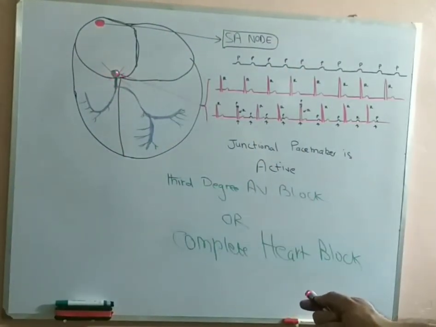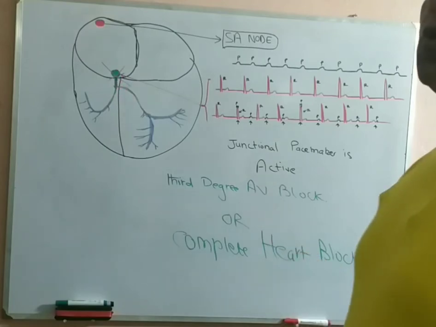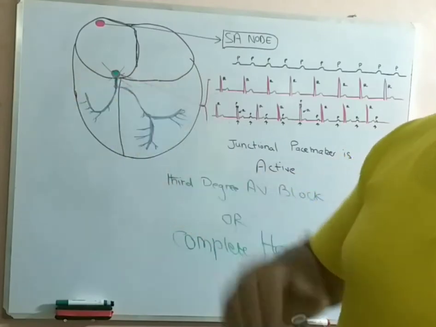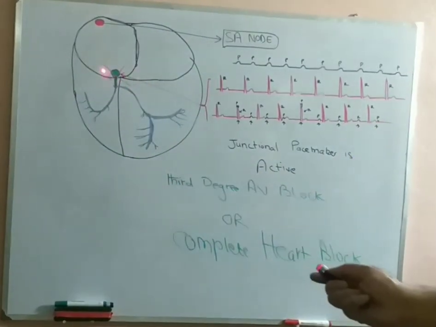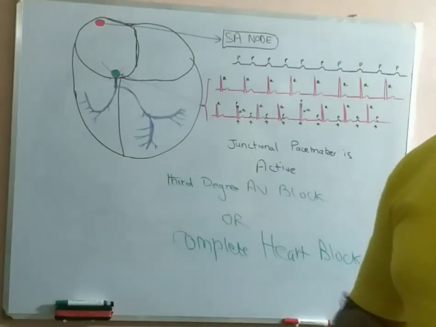This is the blockage here. Now the part below the AV node, the lower part of the AV node and the upper part of the bundle of His, will start its own pacemaker, which is known as the junctional pacemaker. We have already discussed that this pacemaker is firing impulses at a rate of 40 to 60 times per minute, and they are creating narrow QRS complexes.